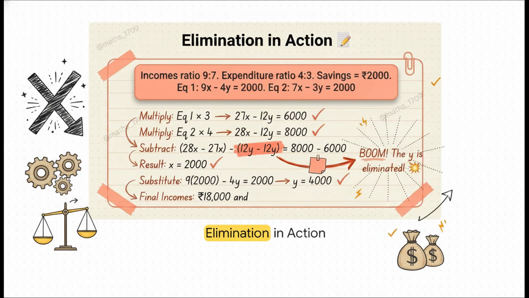Now let's talk about the sheer power of elimination. By multiplying the equations so that the y coefficients match perfectly, we can just subtract them and bam, the y variable is completely destroyed. Gone. It's honestly a beautifully fast way to find your final answers, just like these income values right here.